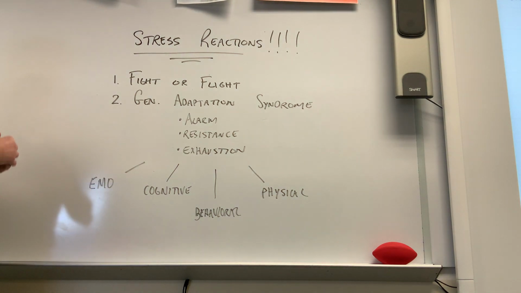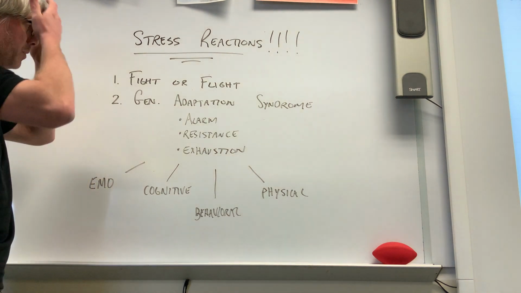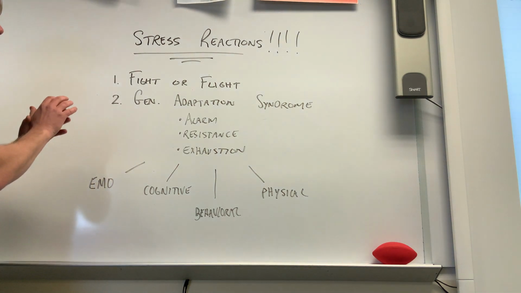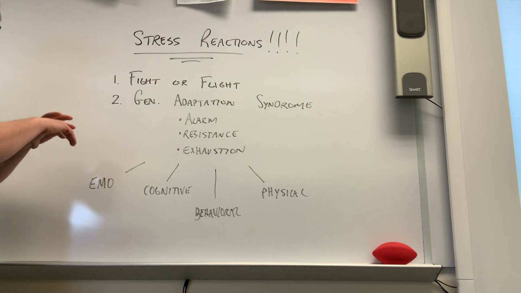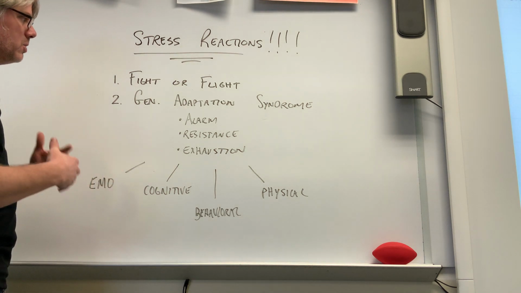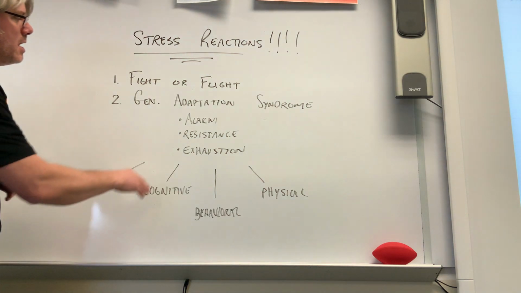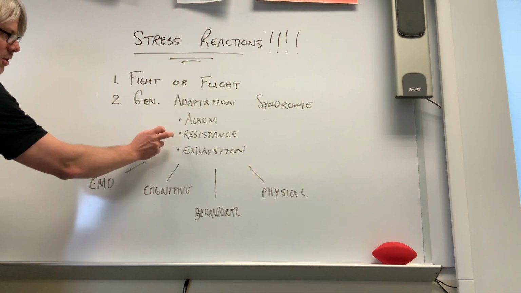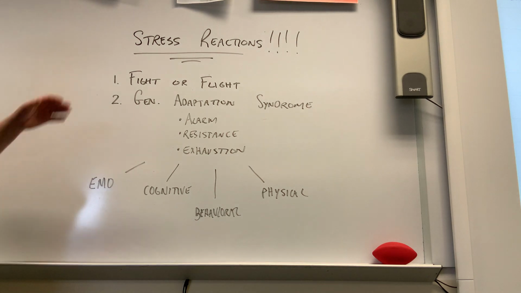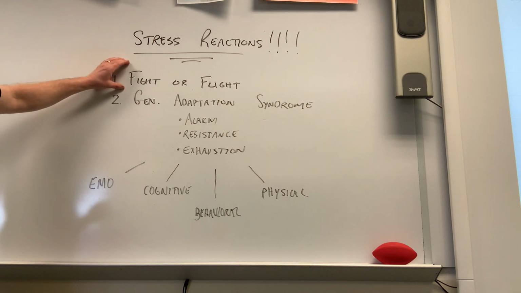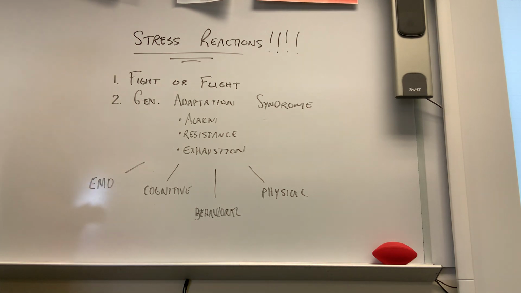Then we got into the general adaptation syndrome, which kind of builds off the fight or flight. It's a methodology that psychologists have recognized humans go through as we react to stress. It's the three parts we learned about: the alarm, the resistance, and the exhaustion phases. Alarm is fight or flight. That's the first part of the general adaptation syndrome. Then we get into the resistance mode.